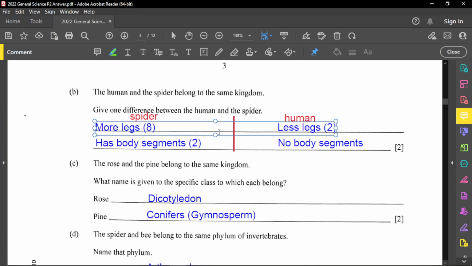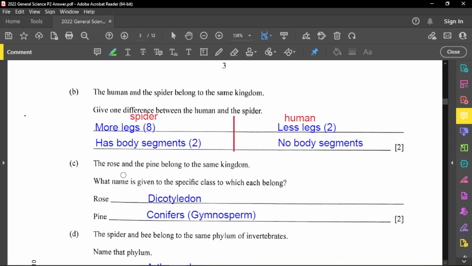And so I have two differences right here. One, the spider has more legs, and they have technically 8 legs. And human beings now, they have less legs. And of course, we have only 2 legs. All right. For spider, they have body segments. And they have 2 body segments, the head and the abdomen. And for human beings, we only have 1 body part. So in other words, we have 1 complete thing. So we have no segments at all.